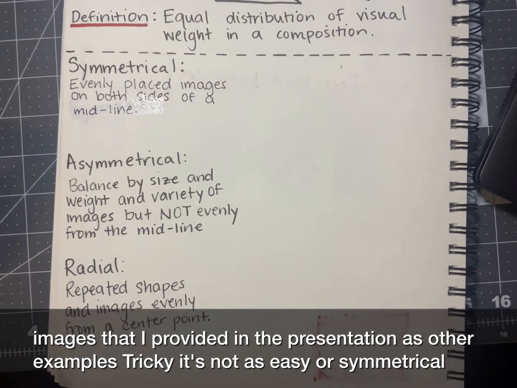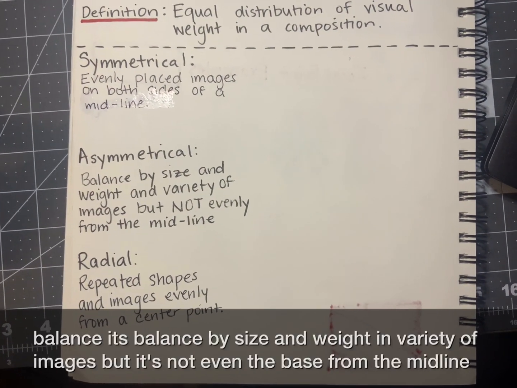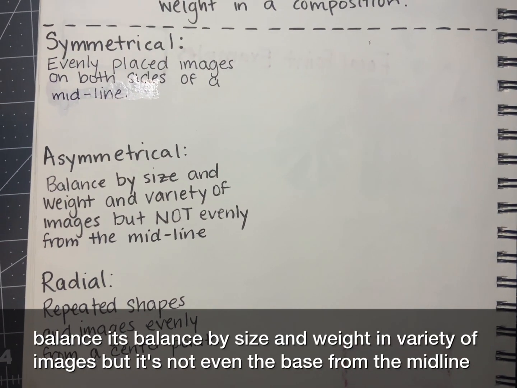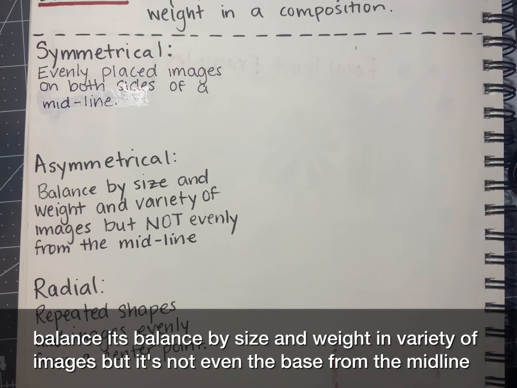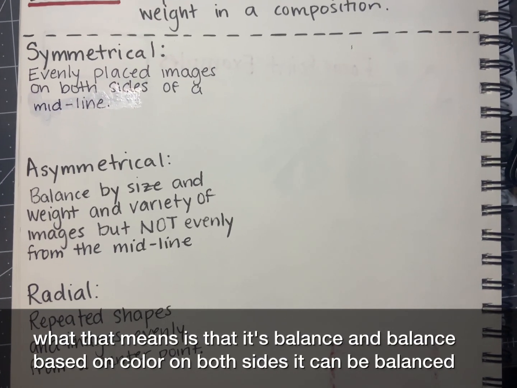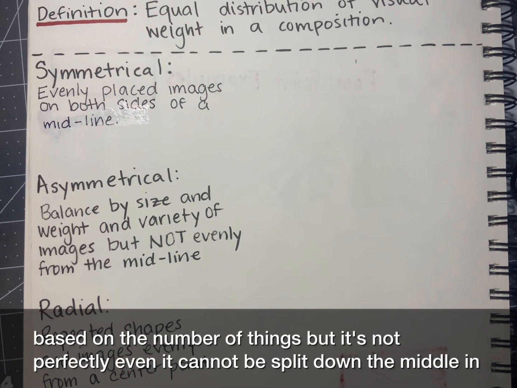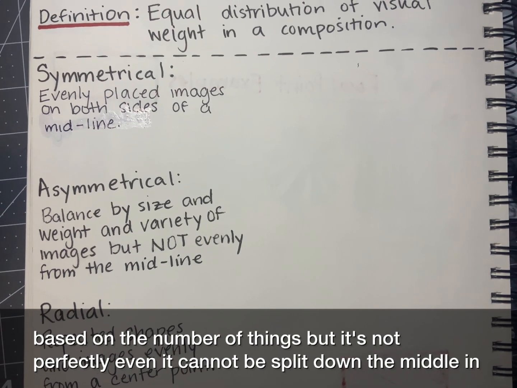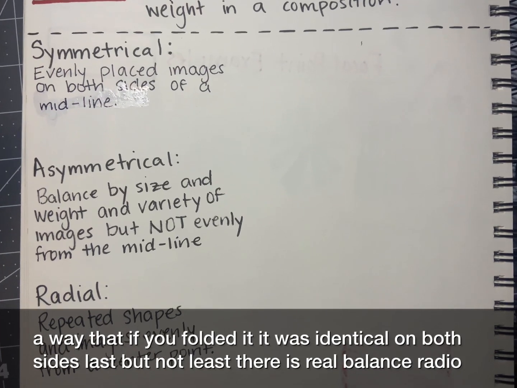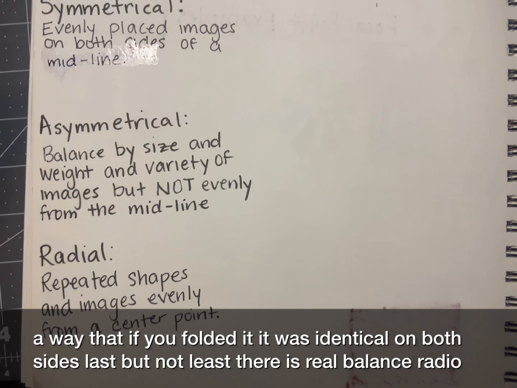Next, there's asymmetrical balance. This one can be a little tricky. It's not as easy as symmetrical balance. It's balanced by size and weight and variety of images, but it's not evenly based from the midline. What that means is that it can be balanced based on color on both sides. It can be balanced based on the number of things, but it's not perfectly even. It cannot be split down the middle in a way that if you folded it, it was identical on both sides.